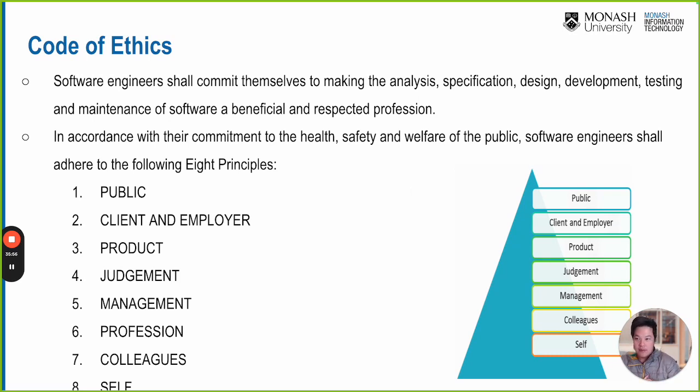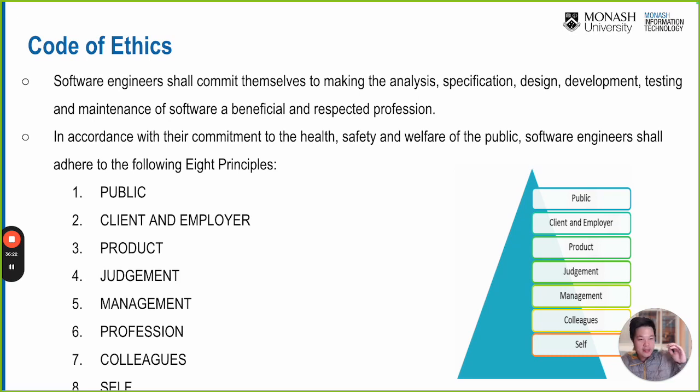What is that? What does it mean, right? So for the code of ethics, it means that software engineers shall commit themselves to making the analysis, specification, design, development, testing, and maintenance of software a beneficial and respected profession, right? And we need to consider these eight principles. As software engineers, we need to adhere to these eight principles.